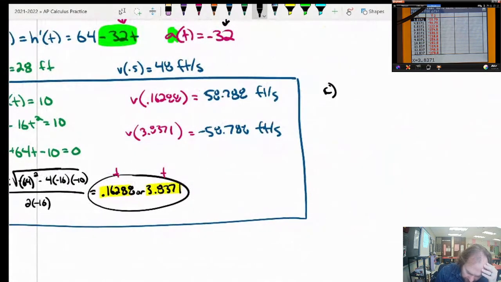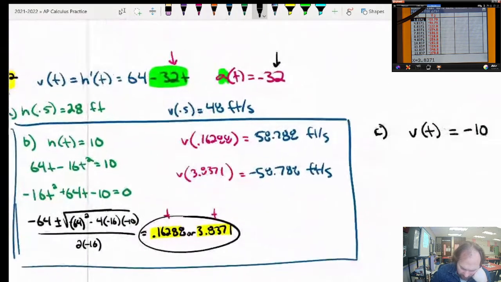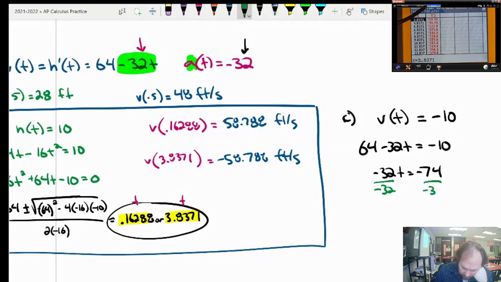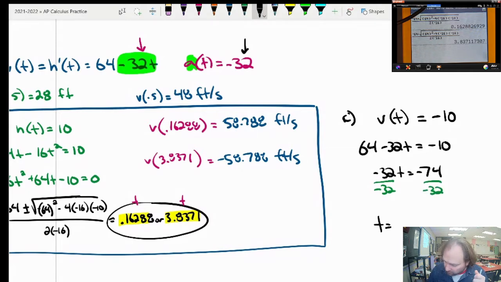So that's the question we need to solve here for question C. Does our velocity function ever equal negative 10? That's what we're going to solve. We could probably do this by hand because the velocity function is not particularly challenging to work with. It's 64 minus 32t equals negative 10. So negative 32t is going to equal negative 74 when you subtract the 64 over. If you divide by negative 32 on both sides, you're going to get a relatively simple answer. At least it can be expressed as a fraction. 74 over 32, 2.3125.